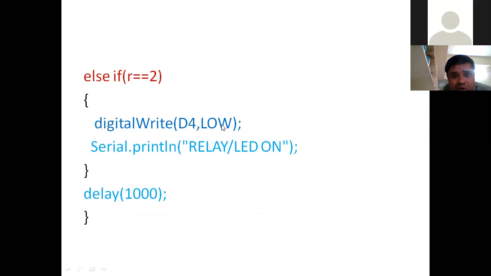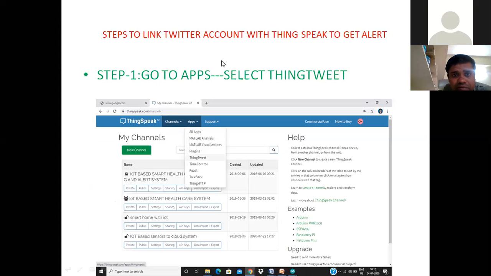Why are we putting LOW? Generally, if you are giving 5 volts, the LED should be on, and for 0 volts it is off. But here the LED is reversed, meaning the cathode of the LED is connected to D4 and the anode is connected to 5 volts. That's why if you are giving LOW, it should be on. Okay. Up to now, all of you clear?